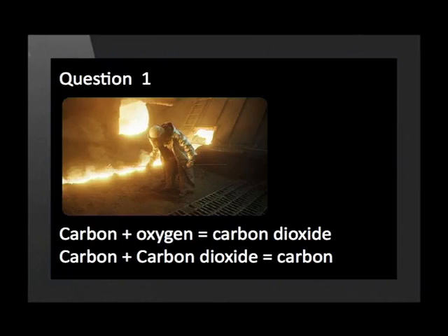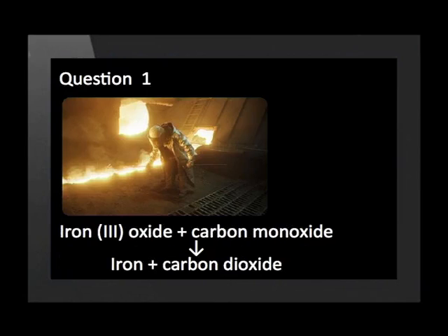Question 1. In a blast furnace, iron(III) oxide is mixed with coke. The coke reacts with oxygen gas to form carbon dioxide. The carbon dioxide reacts with the coke to form carbon monoxide. The carbon monoxide reacts with the iron(III) oxide to form molten iron and carbon dioxide gas. The hot liquid iron is poured off, cooled, and rolled into sheets of iron.